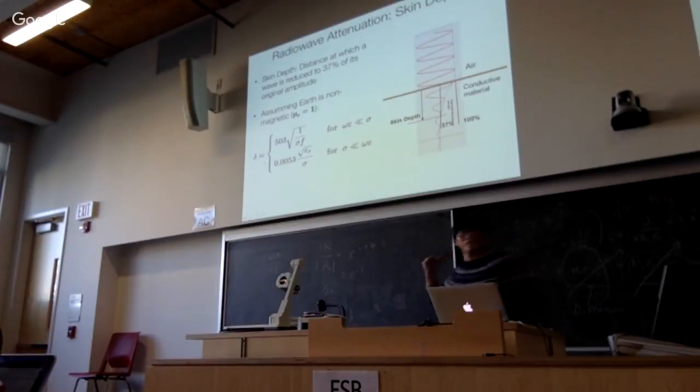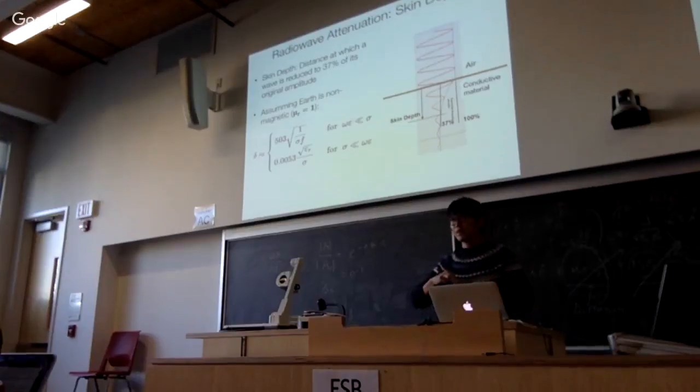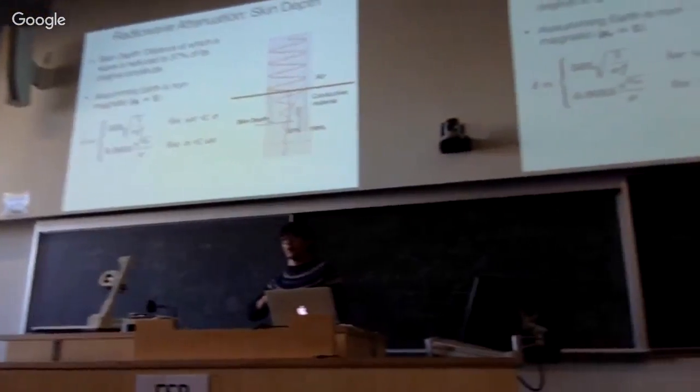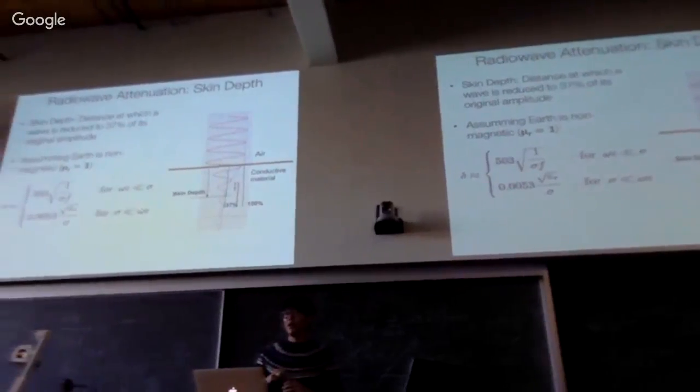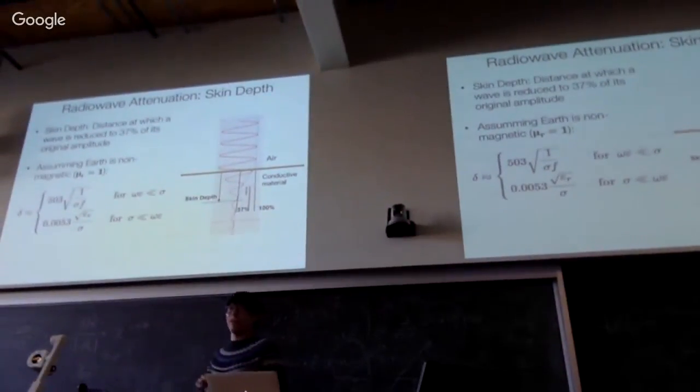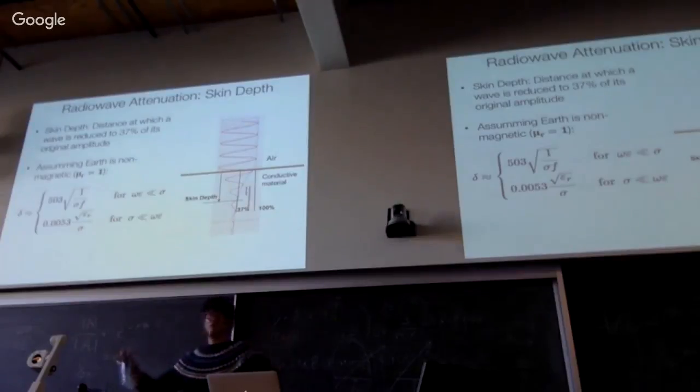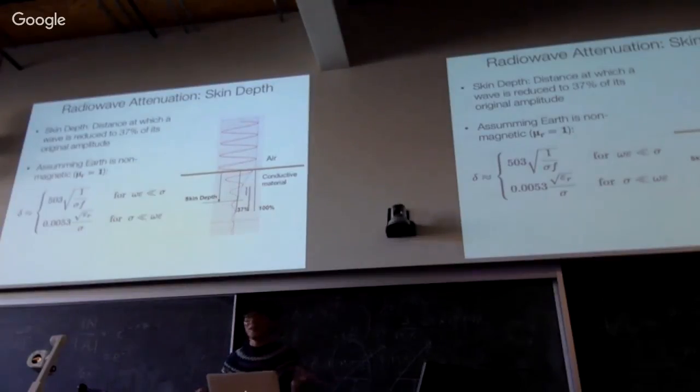This is actually quite an important concept. If you have a question: let's say you're somewhere where there's a lot of conductive material. Would you not want to use GPR because it would be attenuated a lot? If your overall background is really conductive, then you may not want to use that.